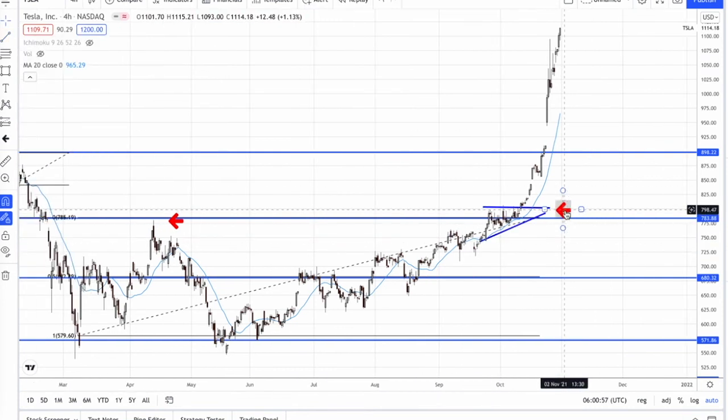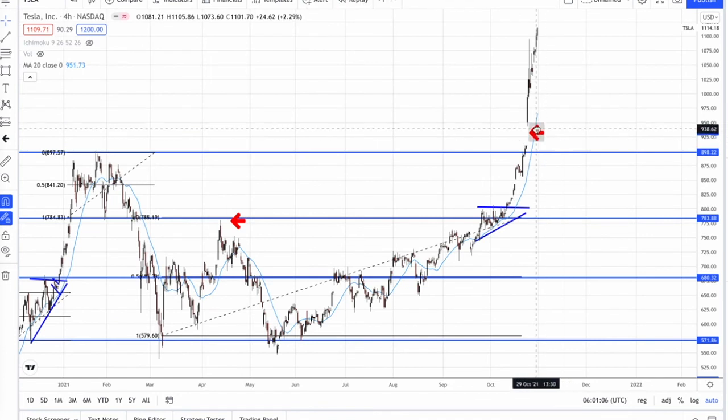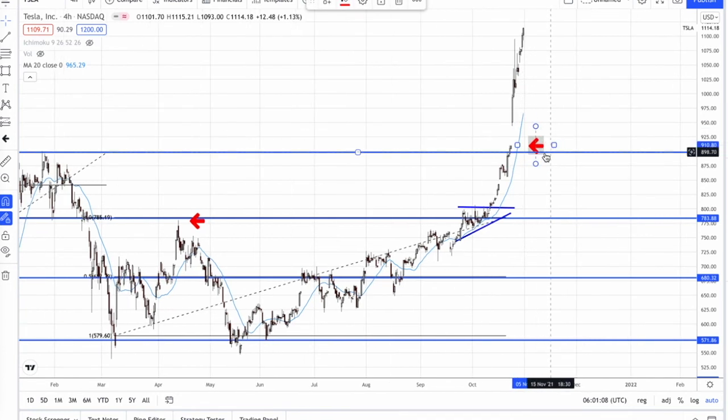So what happened afterwards? There's a breakout. It also broke above the previous high with a gap up. So there's no range yet forming for Tesla at the 4-hour chart. So we're just following the trend here. Just follow the trend above the 20 MA line. Again, you know the signals.